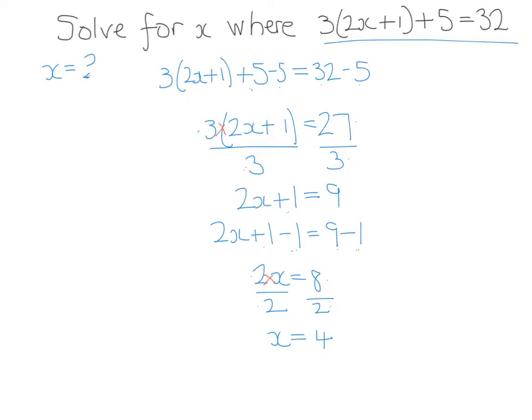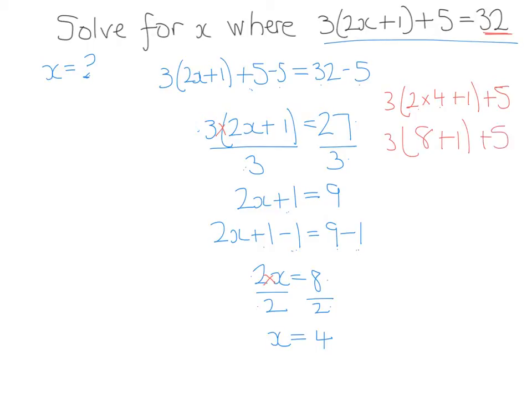Okay, well let's do a little bit of a check here just to make sure we've got the right answer. So this will be 3(2 times, in place of x should go 4, plus 1) plus 5. Now all this, after we work it out, should be equal to 32, but let's just check. So 2 times 4 is 8.